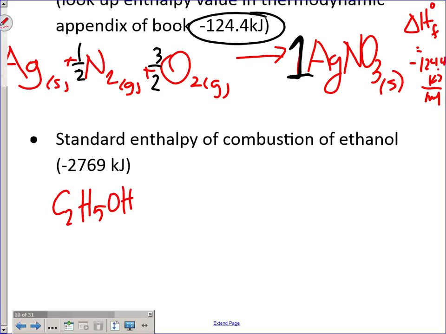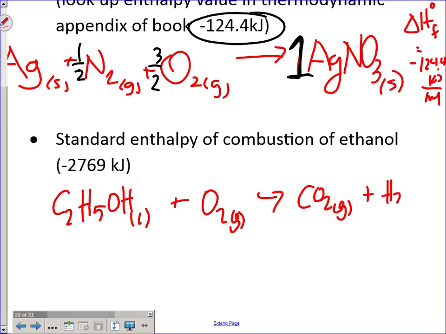C2H5OH, and ethanol is likely what at room temperature? Thank you, liquid. Keep going. O2 gas, CO2 gas, and water as a... Oh no, it's higher. So this is from C1, 2, and 3 propane. That's going to generally leave you with water vapor.